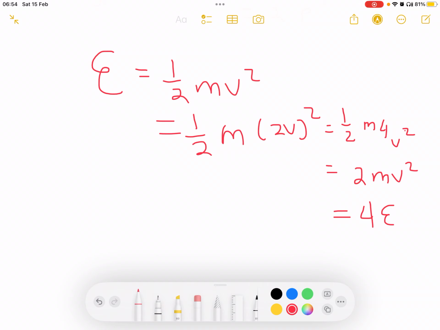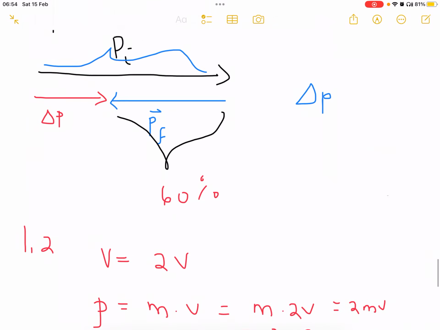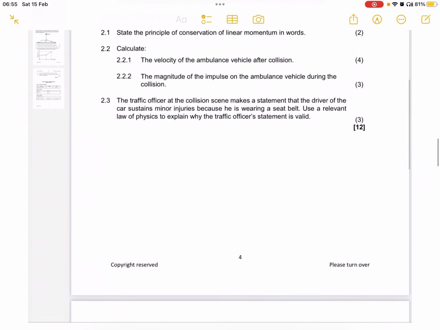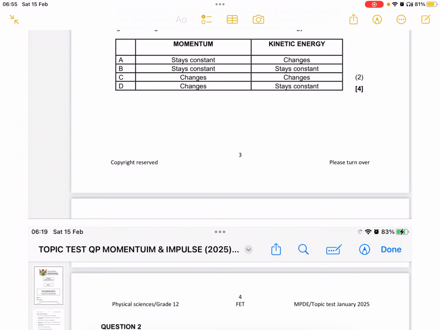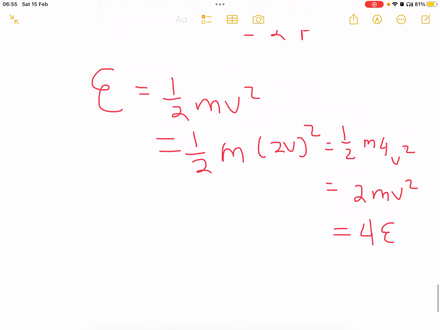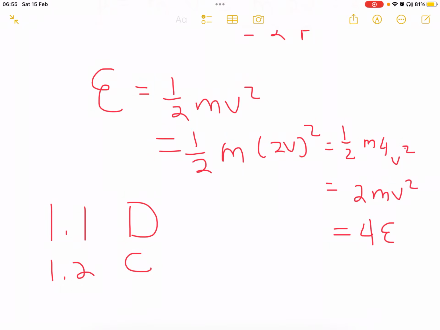So to go back to the table in question 1, the correct answer would be to say both of them change. Momentum will change and kinetic energy will change. So, in a nutshell, I'll just summarize this to say in 1.1, the answer would be D. And in 1.2, the answer would be C.